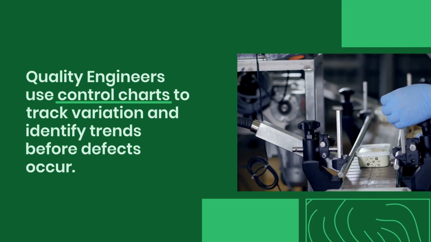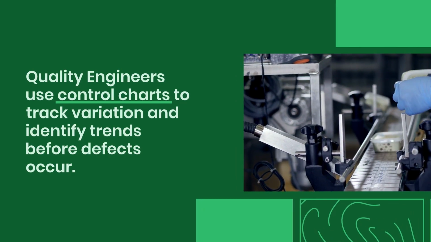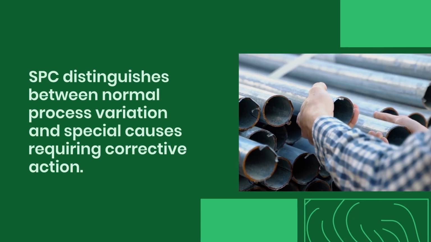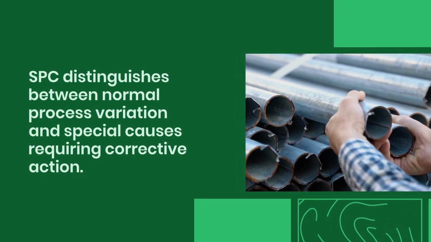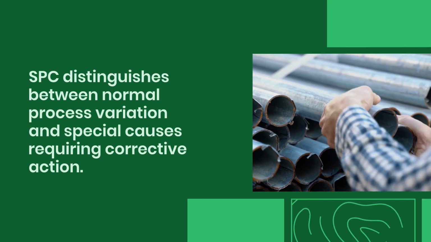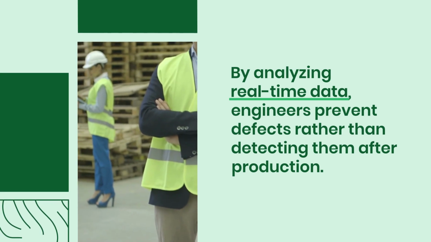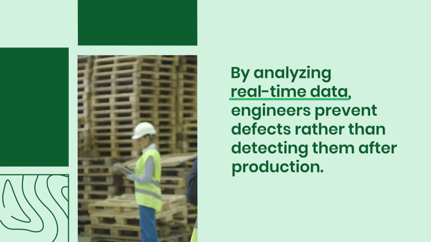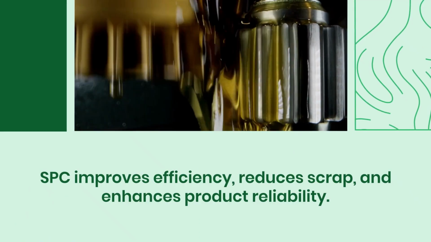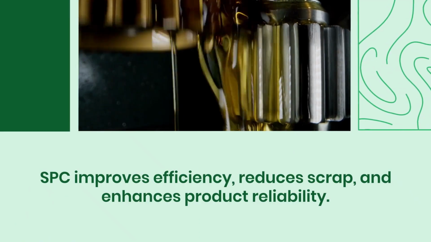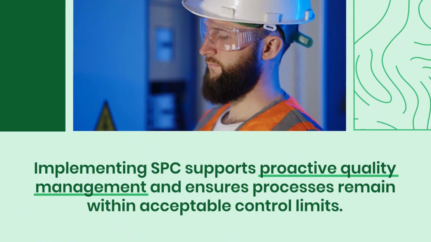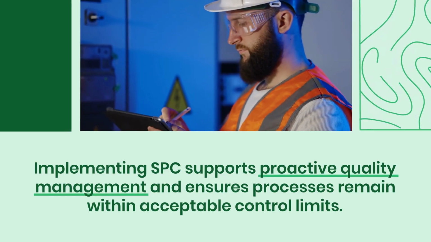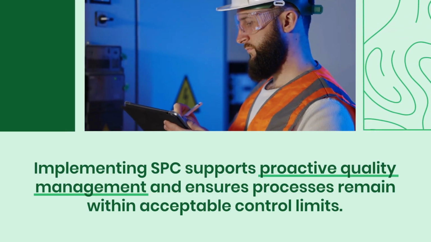Quality engineers use control charts to track variation and identify trends before defects occur. SPC distinguishes between normal process variation and special causes requiring corrective action. By analyzing real-time data, engineers prevent defects rather than detecting them after production. SPC improves efficiency, reduces scrap, and enhances product reliability. Implementing SPC supports proactive quality management and ensures processes remain within acceptable control limits.